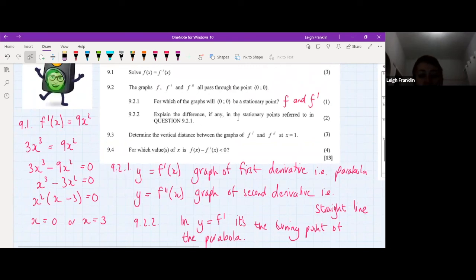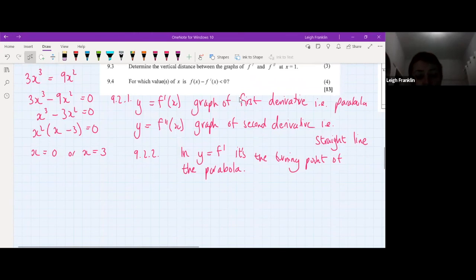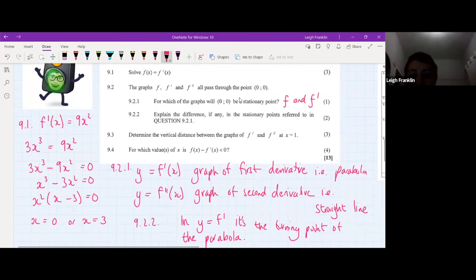Okay. In the cubic function, what does it represent? The stationary point is also a turning point, isn't it? Okay, so it's also going to be a turning point. All right, so in y equals f, it's also a turning point. Okay. All right. See how different this is.